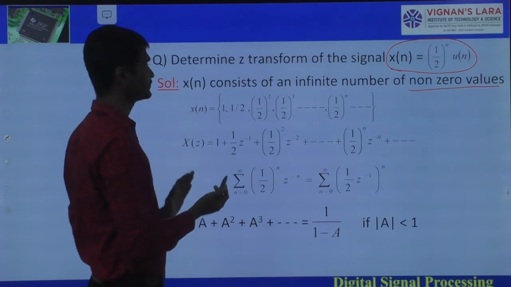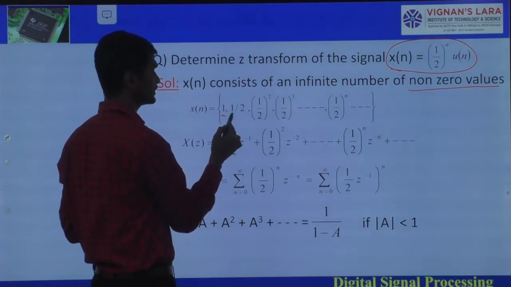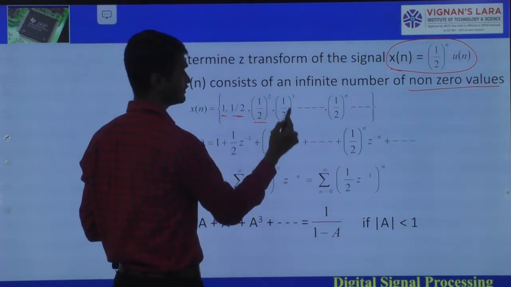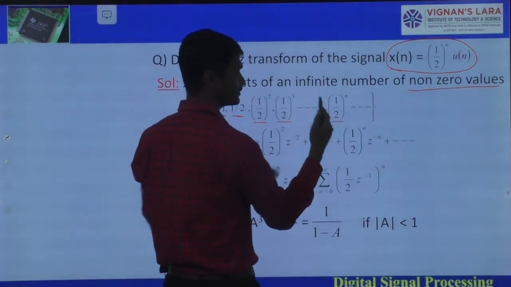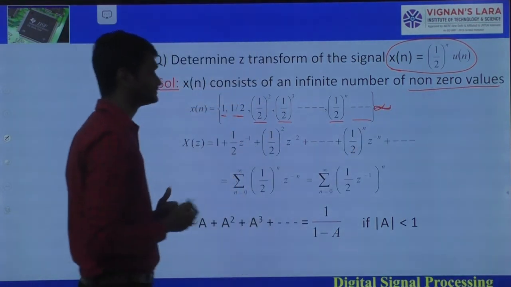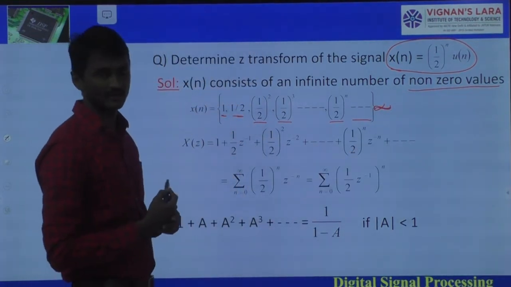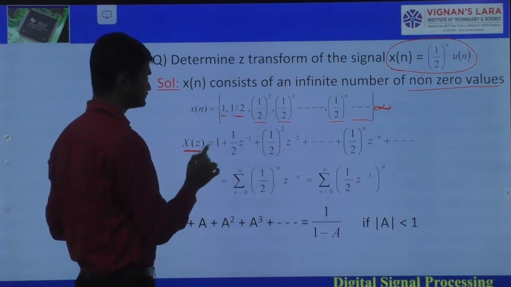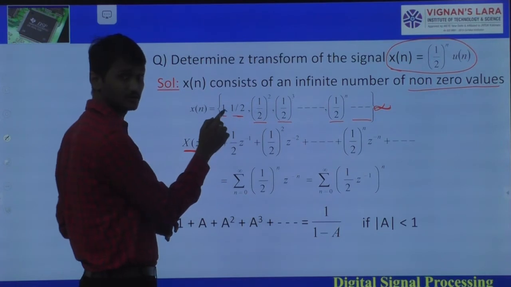That is x of n is equal to 1 if n equals 0, 1 by 2 if n equals 1, 1 by 2 whole power 2, 1 by 2 whole power 3, and so on, 1 by 2 whole power n up to infinity. Right. So for this, we have to apply the Z transform. Then x of z is equal to sum from n equals 0 now.